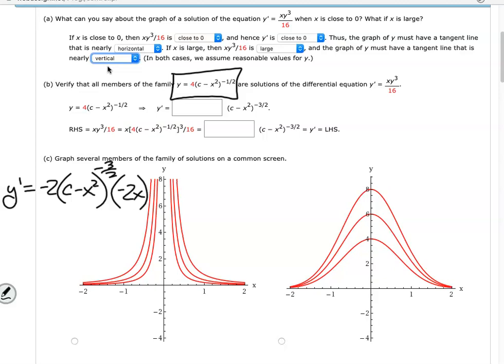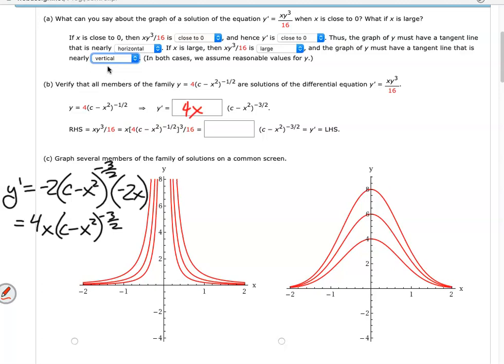All right, everyone good? So if we clean this up, now you might have different numbers, I get 4x times c minus x squared to the negative 3/2. Now if you look at what they want you to enter for y prime, they have y prime equals box times c minus x squared to the negative 3/2. So on mine, I would put 4x, because the rest is taken care of by what they wrote. So you would put whatever you got.